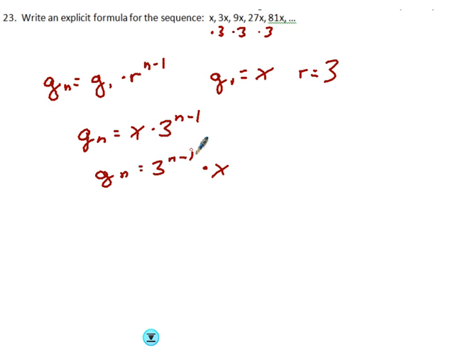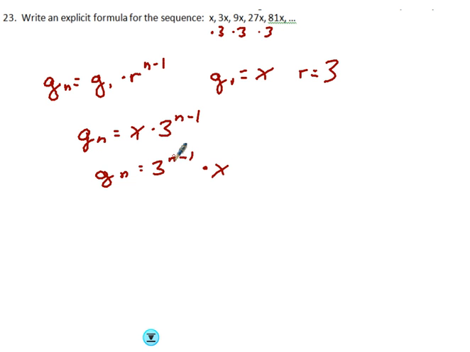And you can always go back through and substitute in. If n is 1, do I get a value out of x? 3 to the n minus 1, 3 to the 1 minus 1, 3 to the 0 is 1, times x, you get x. Test it out for 2. 3 to the 2 minus 1, 2 minus 1 is 1, 3 to the first is 3, 3 times x is 3x.